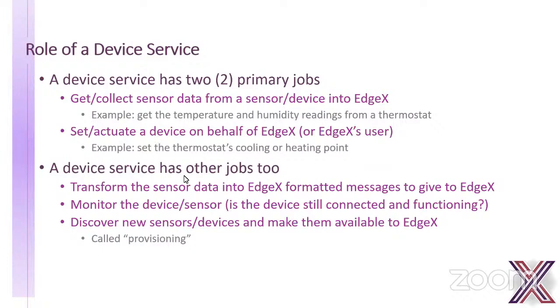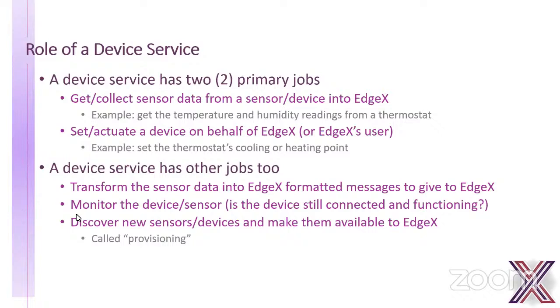Now, a device service has other jobs as well. We don't want to minimize this and say that a device service only does get and set. It also has other roles. It'll take the data and transform the sensor data into an EdgeX format so that it can give it out to other EdgeX services and ultimately give it out to other applications that are using EdgeX to communicate with sensors or devices. It helps to monitor those sensors and devices and determine when they're connected and functioning well, or when they may be offline or having some sort of issue.